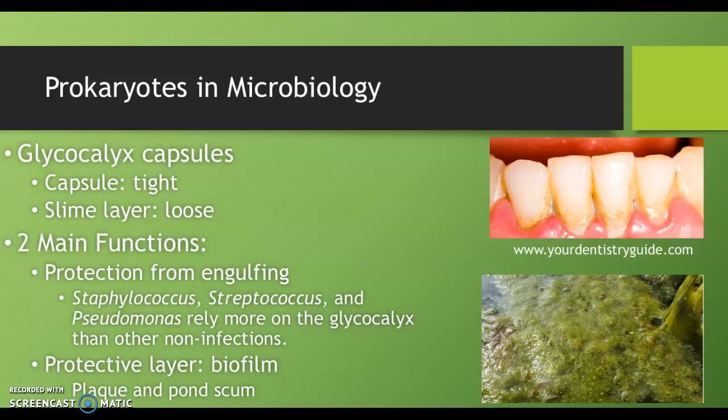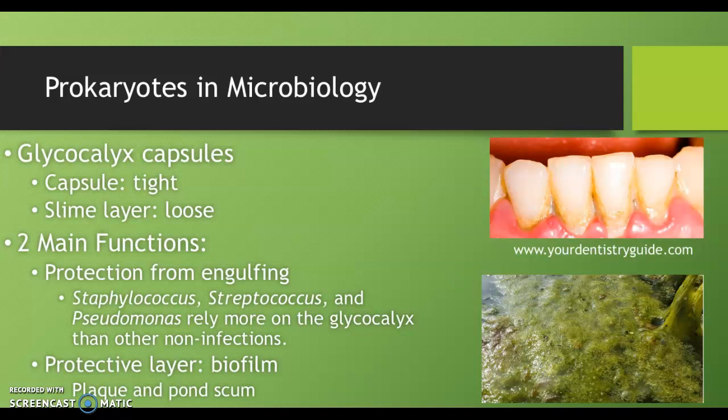If it is very tight, it can be referred to as a capsule, but if it is very loose, it will be referred to as a slime layer. There are two main functions of the glycocalyx. 1. It causes a bacterium within the glycocalyx to become invisible to a host's immune system.